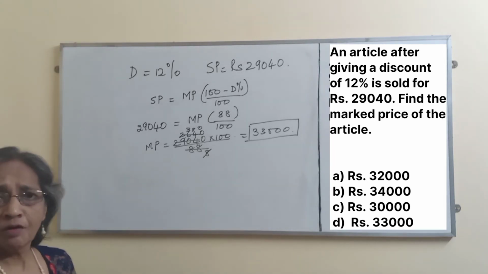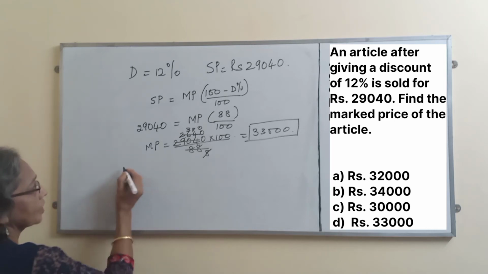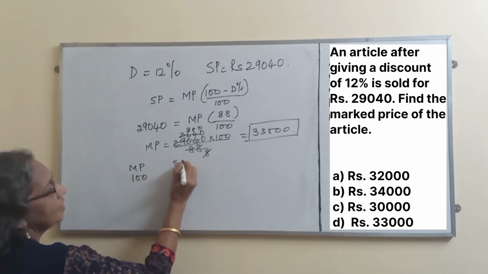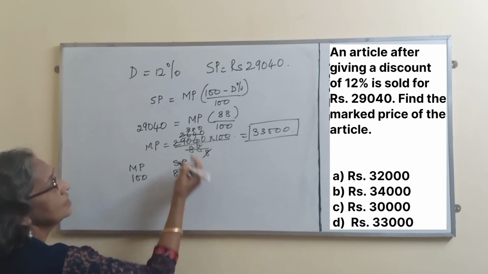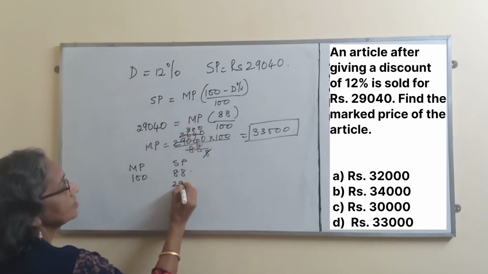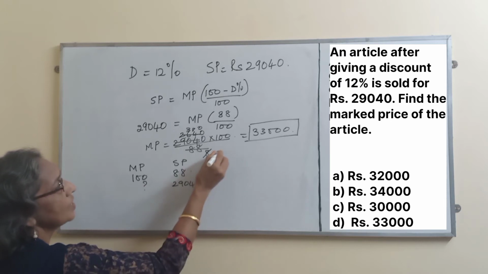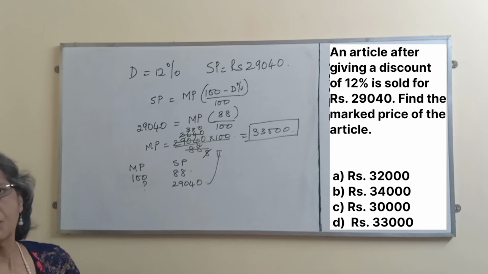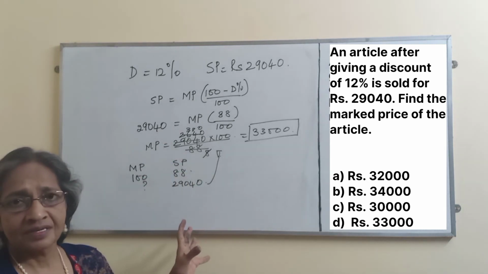Now this was one way of doing it. Like I told you earlier, if we take the marked price as 100, our selling price would be 12% less, that means 88. So if my selling price is this, how much is the marked price? And this also finally comes out to be 33,000. Okay, you can do it by the ratio method also. So you have the options.